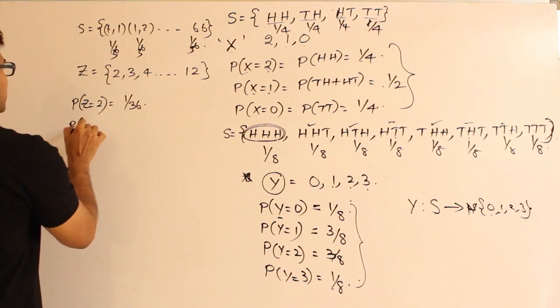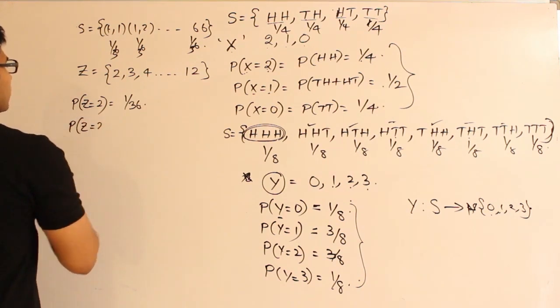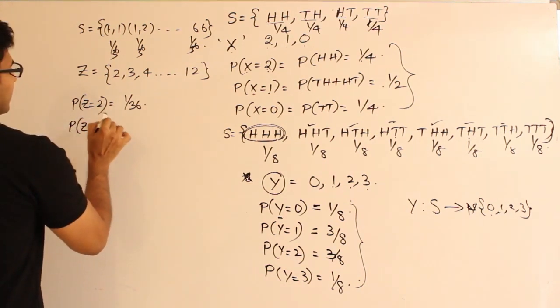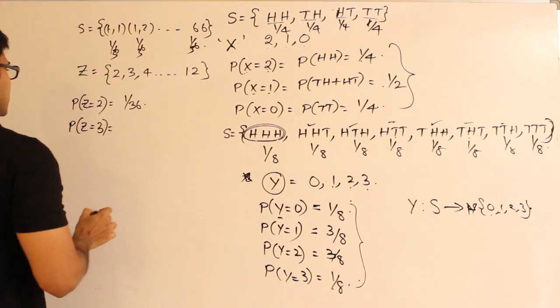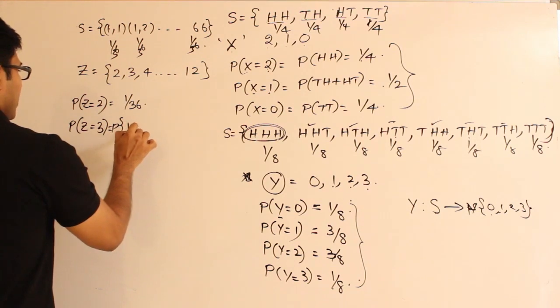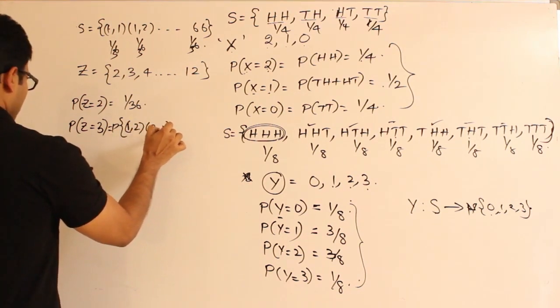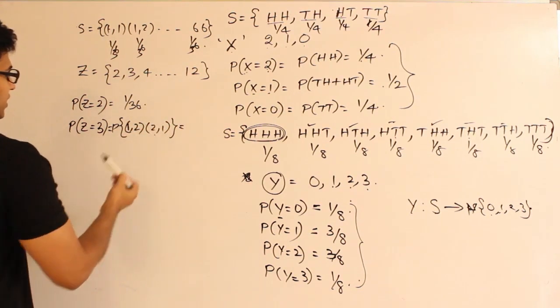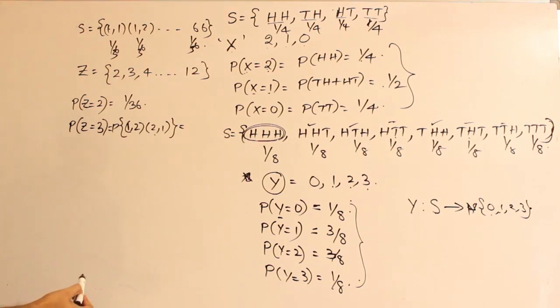In case if you want to see what happens for Z equal to, let's say, 3, then what are the favorable cases for this? All the favorable cases are nothing but 1 comma 2 and 2 comma 1. Only 2 favorable cases, and each case is having a probability 1 by 36.